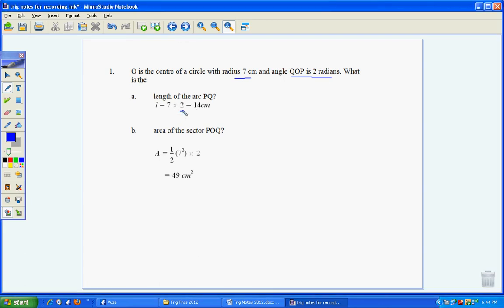Remember, 2 is going to be in terms of radians, so we need it to be in terms of radians there. We've already been given it, so it's not too much of a problem. Area of sector PAQ this time, we'll be using the half r squared times theta formula. Again, it's straight substitution of 7 and 2. Calculate it to 49 centimetres. Pretty simple, just applying the formulas.